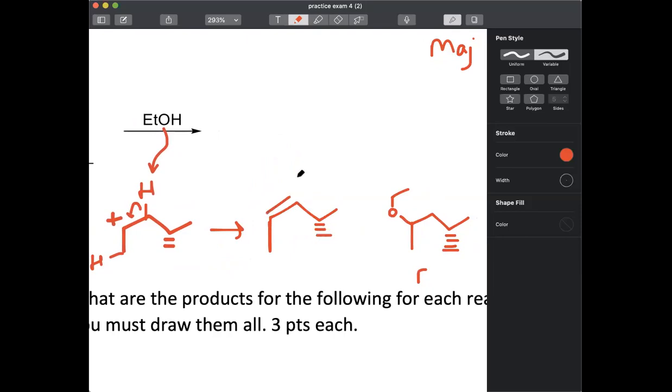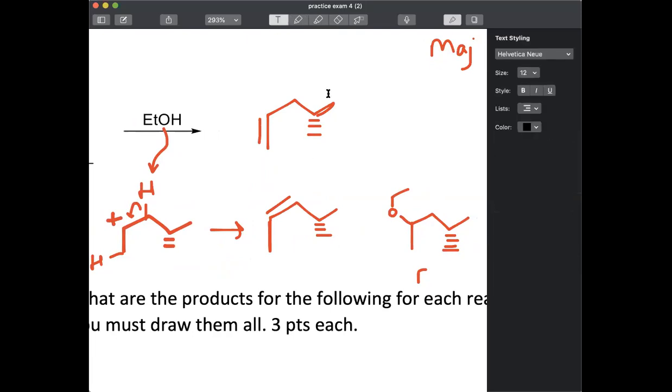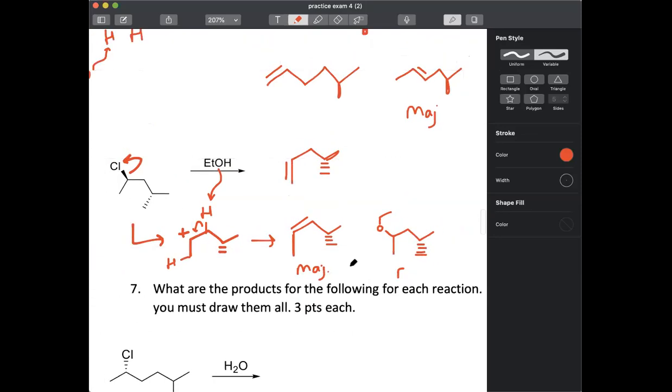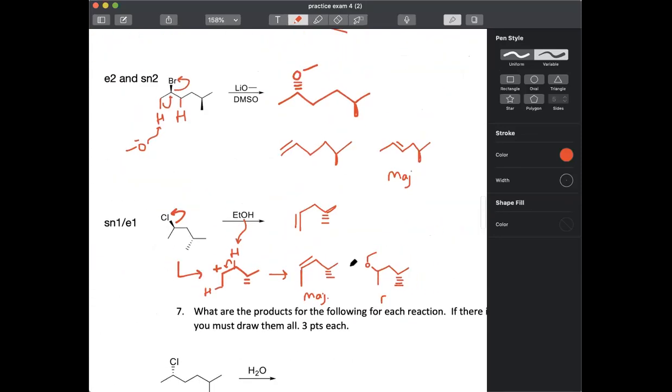So you have this guy, right? And then if you went up after the one at the end, you would have this. Which one is the major out of the top, bottom? Bottom. Yep, bottom, right? Because more substituted. Okay. Questions about this?